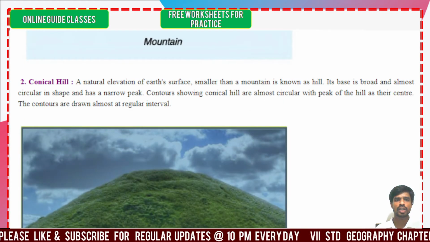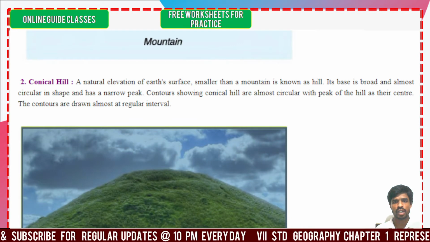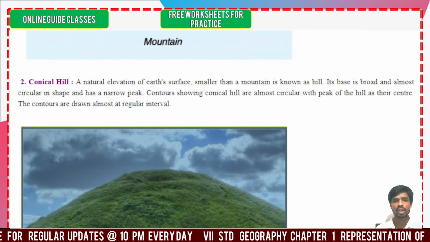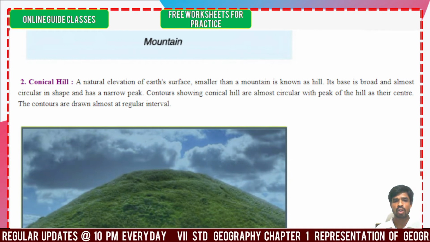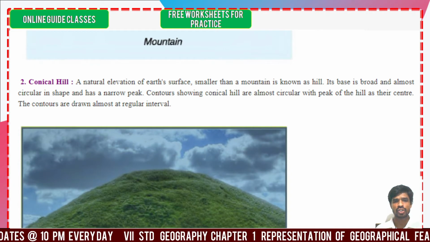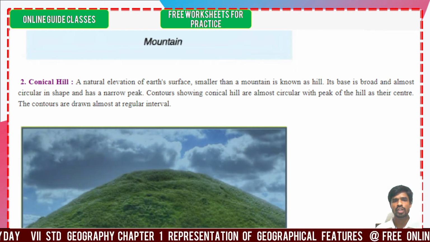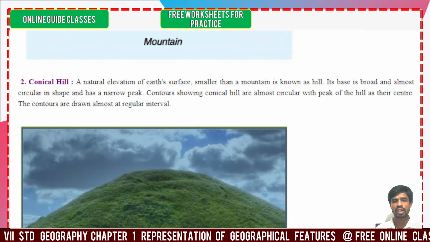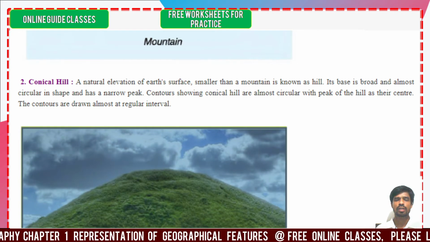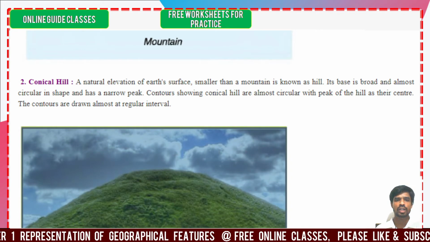The next one is conical hill. What is a conical hill? A natural elevation of the earth's surface smaller than a mountain is known as a hill. Its base is broad and almost circular in shape and it has a narrow peak. Contours showing conical hills are almost circular with the peak of the hill as their center. Please remember this point, my dear friends. The contours are drawn almost at a regular interval.